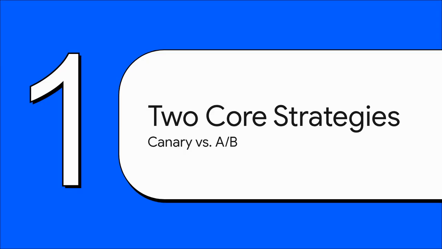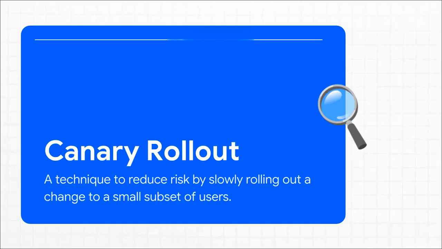Okay, so with all this power, we can use two core strategies that really every modern engineering team should know inside and out: the canary rollout and the A/B test. Now, they might sound kind of similar, but trust me, they solve very different problems. So let's break them down. First up, the canary rollout. This is your safety net.